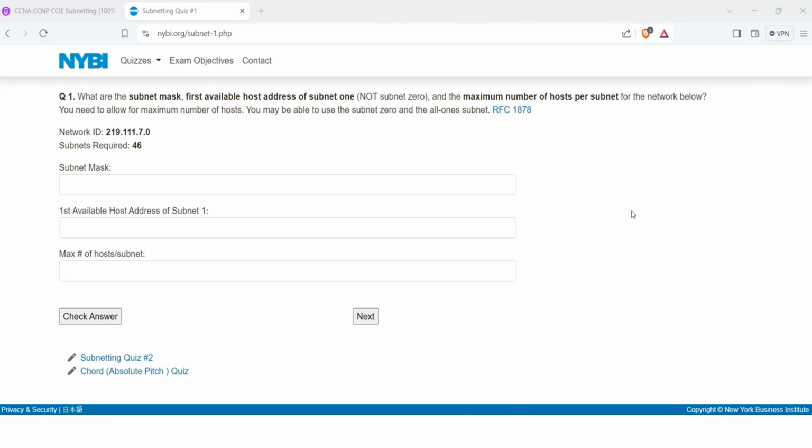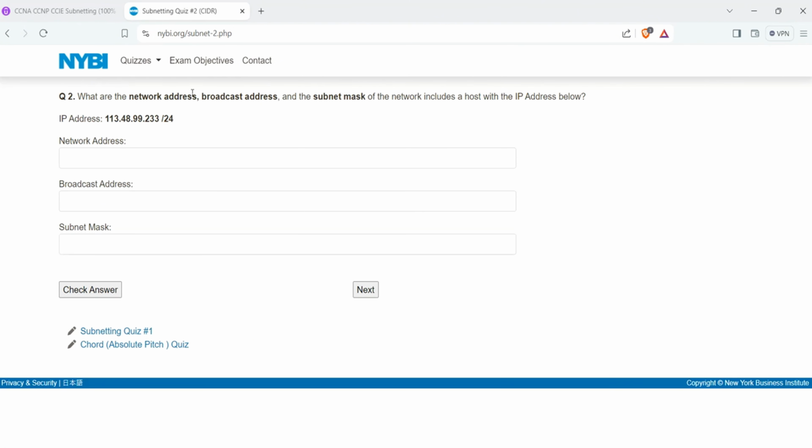Well, in this lecture, we're going to be looking at a different quiz from the actual site. So far, look, there's Subnetting Quiz 1, which is the one we're going to be looking at. We were looking at Quiz 2, which they give you the actual network with a slash, with a CIDR, and you have to actually determine what is the network address, what is a broadcast address, and what is a subnet mask. So I'm going to go to Quiz 1.